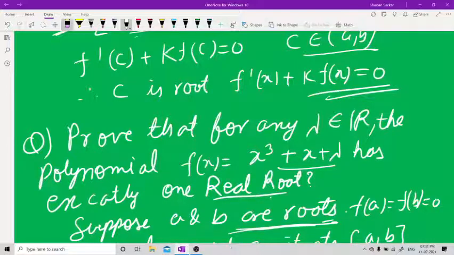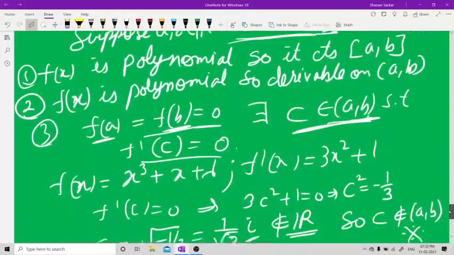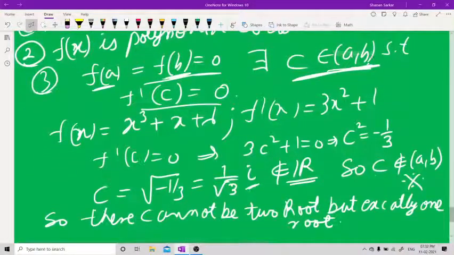I should rather write here. Instead of roots, I should write this way. Suppose A and B belong to R are the roots. Now it's okay. Then between two real numbers I've got C, and this C comes out to be imaginary, which is not in between A and B.